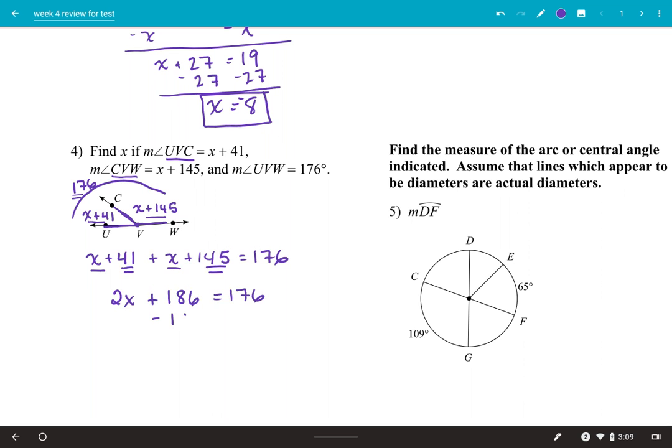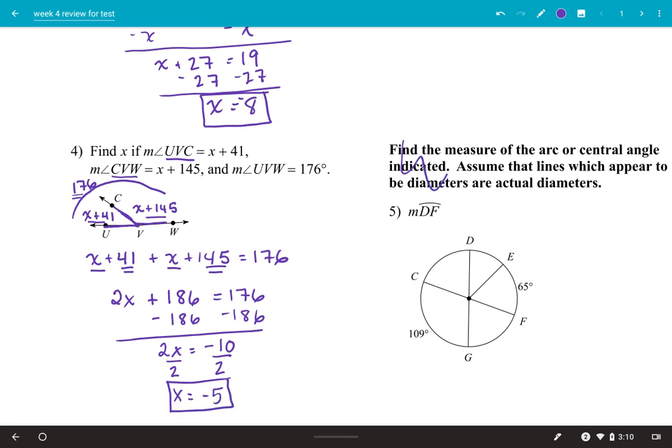So we're going to subtract. And that's all right if some of your answers are going to be negative, because I can see it's already going to be negative because 186 is bigger. And we're going to divide both sides. It's -5.